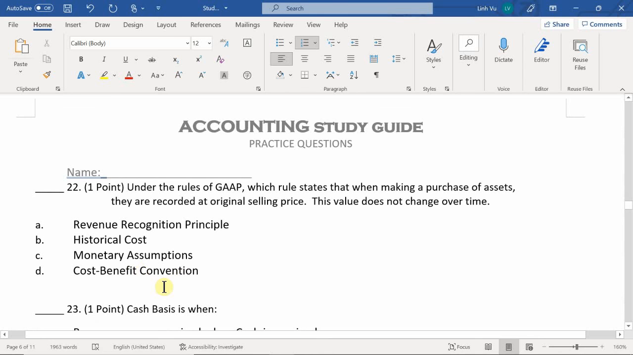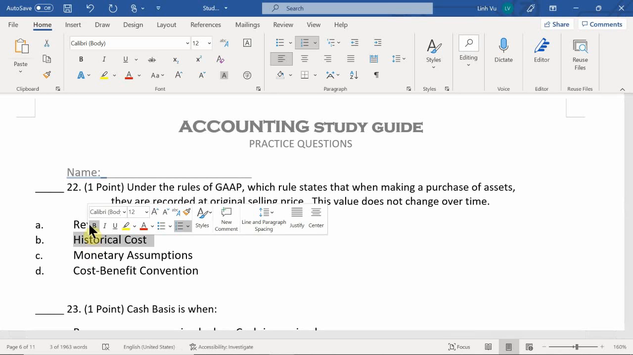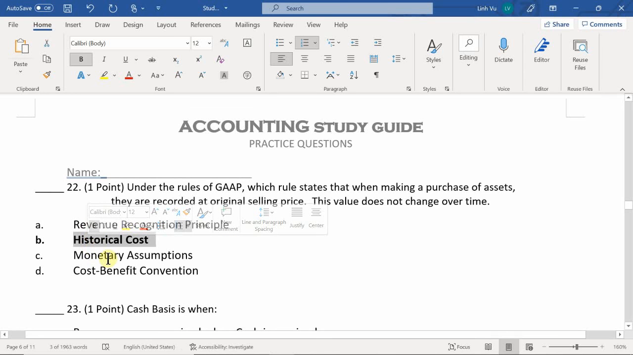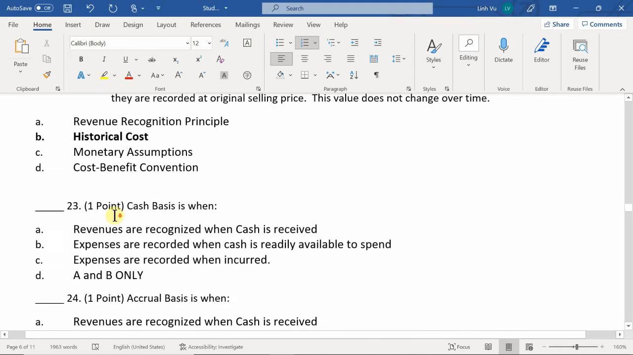All right, number 22, under the rules of GAAP, which rule states that when making a purchase of assets, they are recorded at original selling price. This value does not change over time. B, this is the historical cost, where I'm purchasing them at original cost or fair market value. So this is a good example of that one.